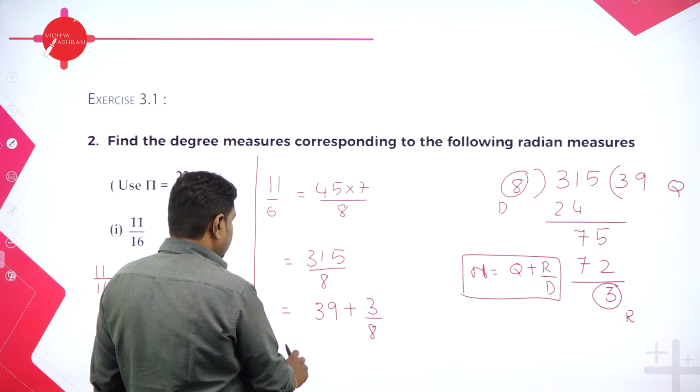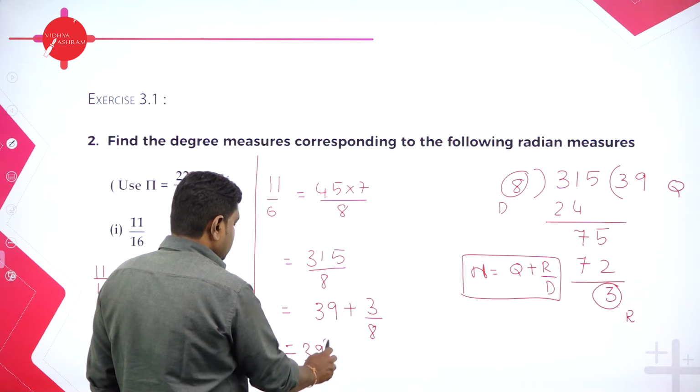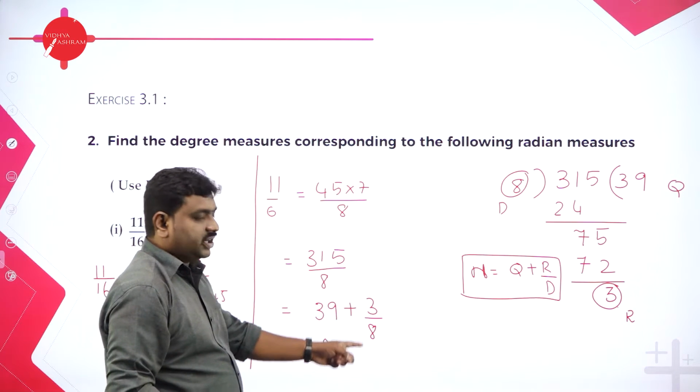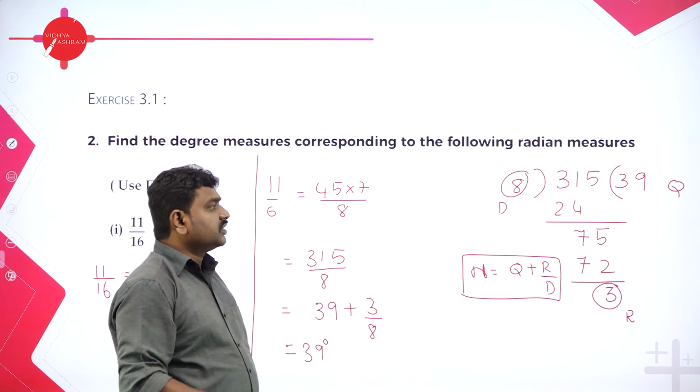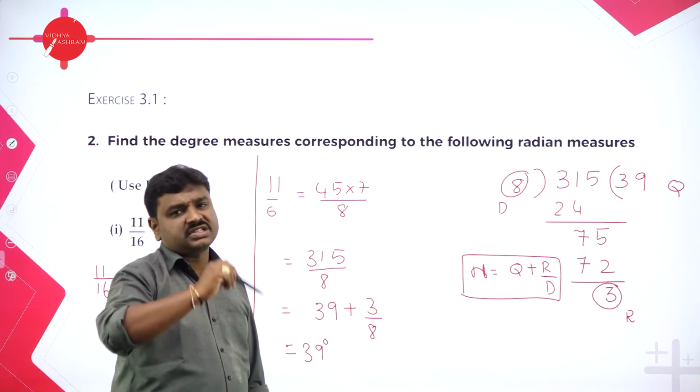Now 39 degrees is fixed. Now I want to convert this 3 by 8. 3 by 8 is the other fractional part. 3 by 8 degrees, convert it into minutes.